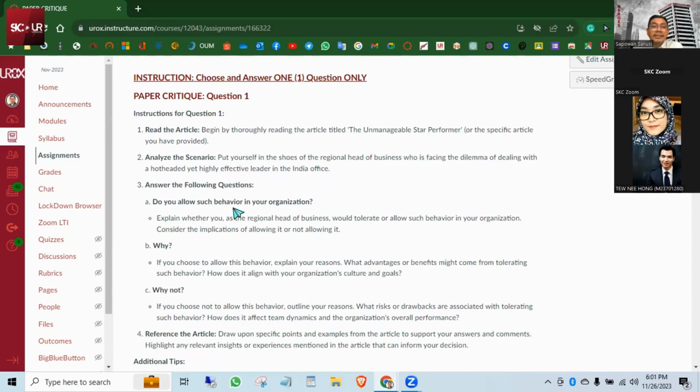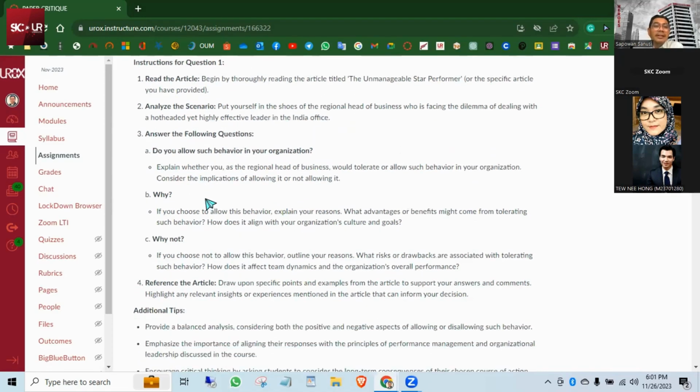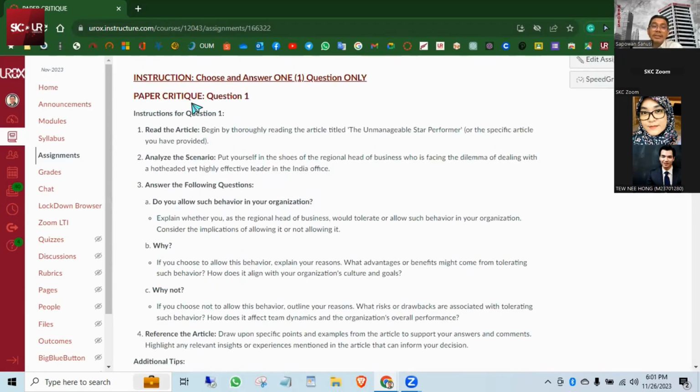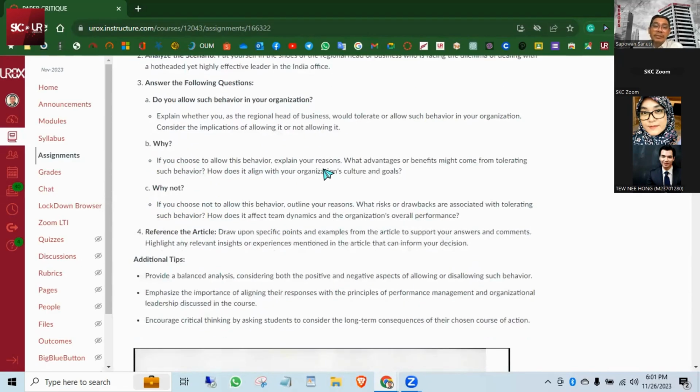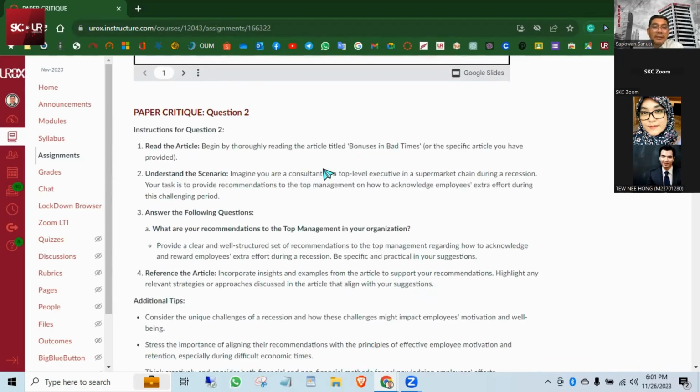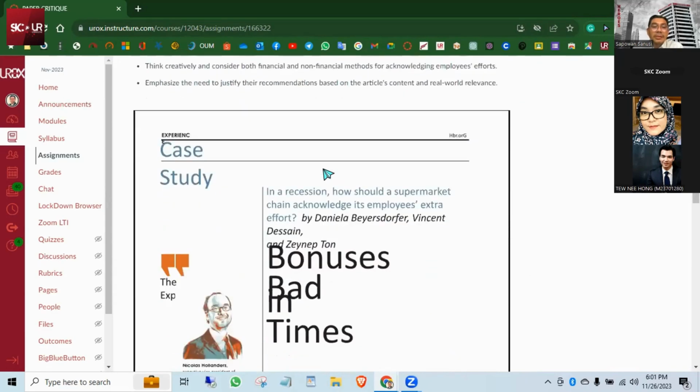Okay, read the articles thoroughly, and then analyze the scenario. Then, do you allow such behavior in the organization? This is what you need to answer. Why and why not? Reference the articles. You need to cite other articles if you want to, but I don't think it is proper because this assignment is only a critique. You need to critique the papers only. And then paper critique 2 is about bonuses in bad times.